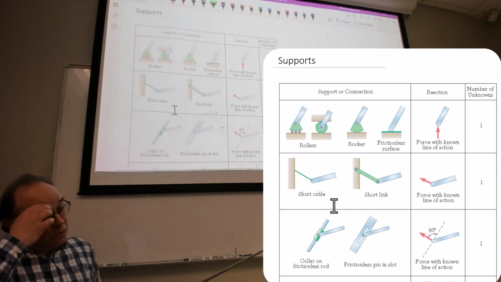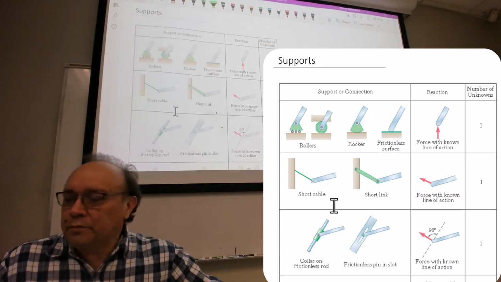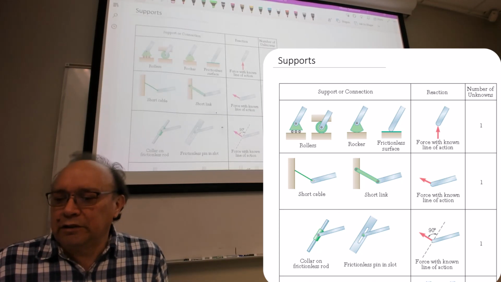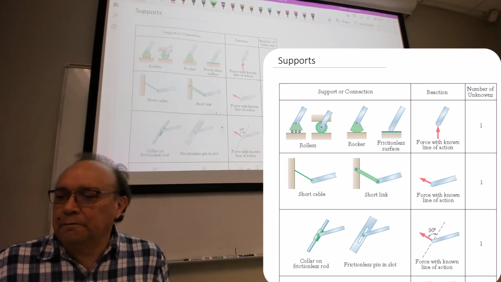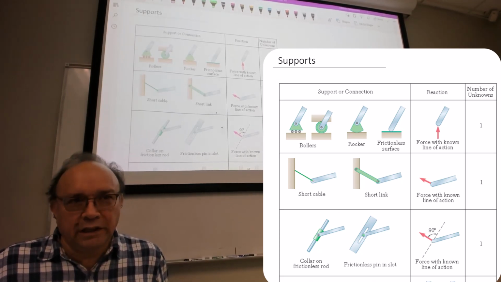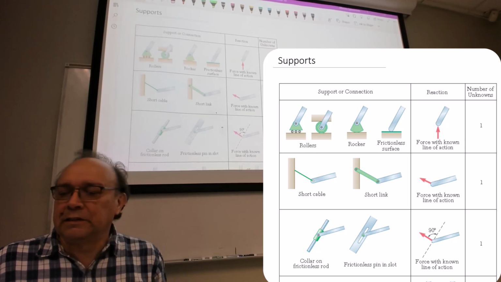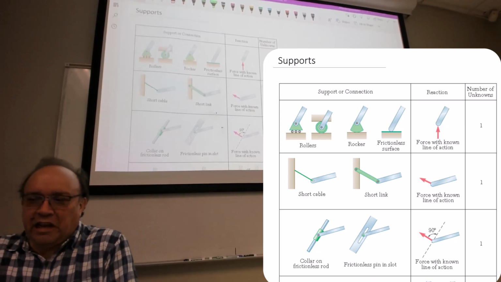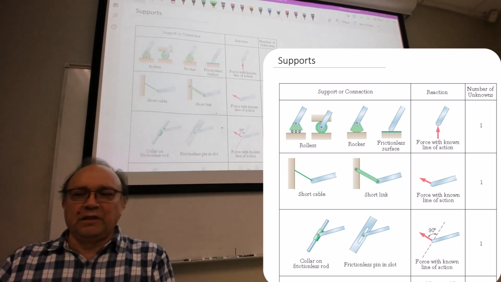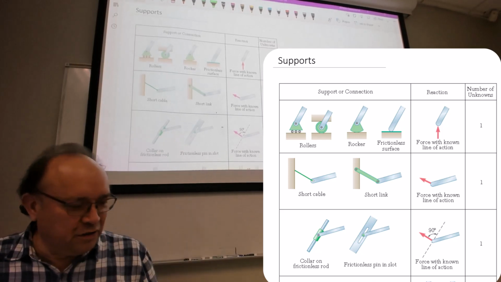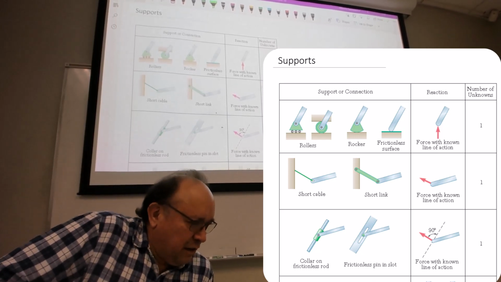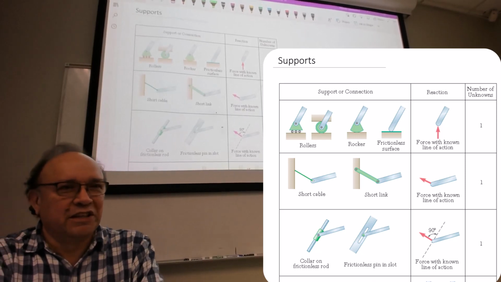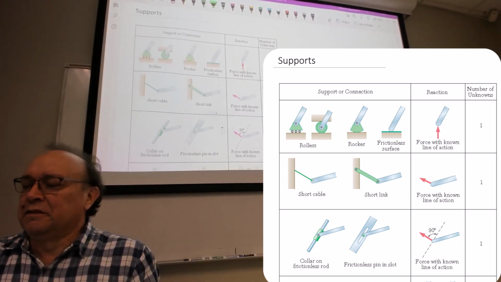Okay, so let's put this in practice. Where were we? Do you have that table on Canvas? That table is in Canvas. Yes, and you find it there. But in any textbook, or if you put in Google support for equilibrium of rigid bodies, you will find it.